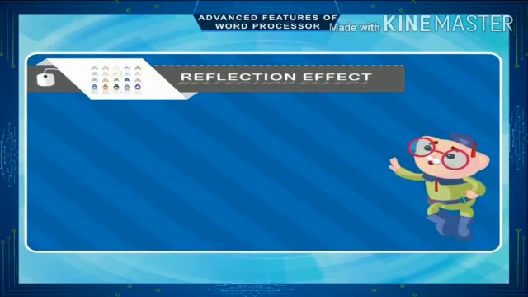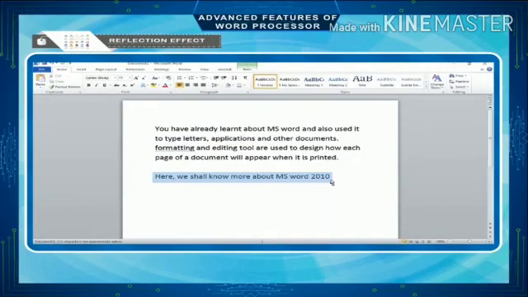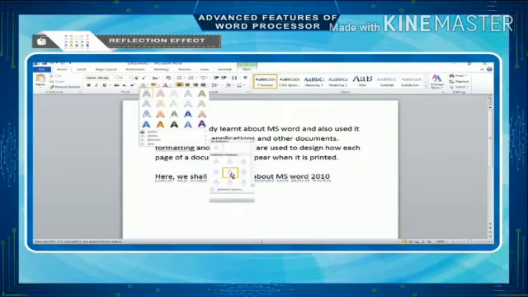Reflection effect. You can apply a reflection effect on any text in Word 2010. The method is as follows. Select the text on which you want to apply reflection effect. Click on the Text Effects button. A pop-up box will open up. Click on the reflection. You will see different types of reflection from which you can select any one to apply on your text.